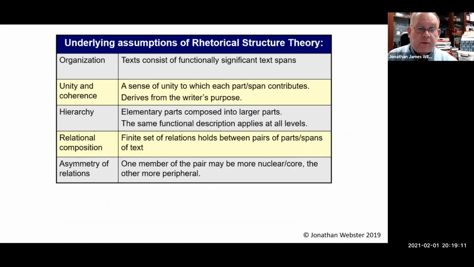Review very quickly. What are the underlying assumptions of rhetorical structure theory? That a text has an organization. That organization consists of parts. All of the parts contribute to the writer's purpose, what the writer wants to say. Every part is connected. And there's a hierarchy. You have smaller parts going into ever expanding larger parts, going from what's at the bottom of this hierarchy, if we're talking about bottom up, it would be the clauses at the bottom.